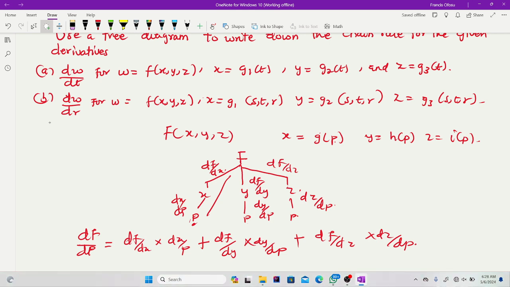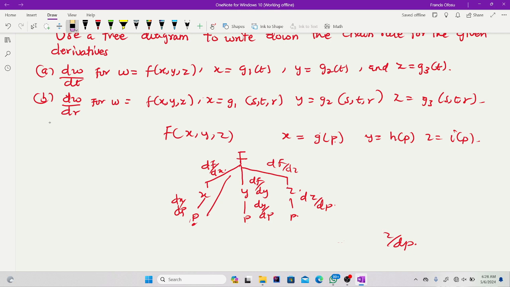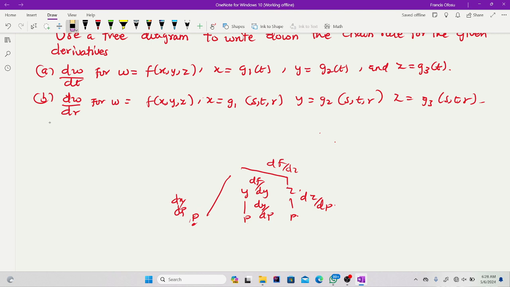So let's solve what we have here. Let me draw my tree diagram here. I have two problems that we're going to solve. The first one is dW/dt. That is what you are finding first here.